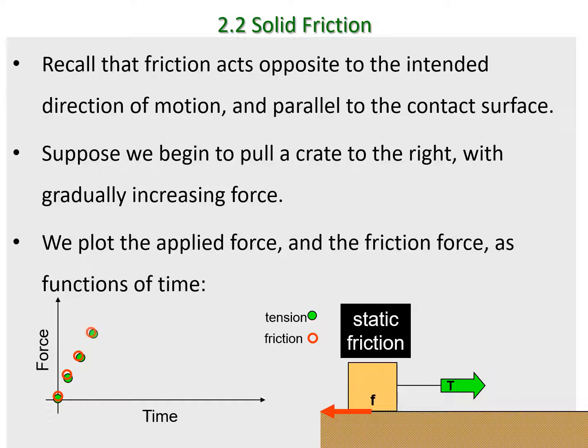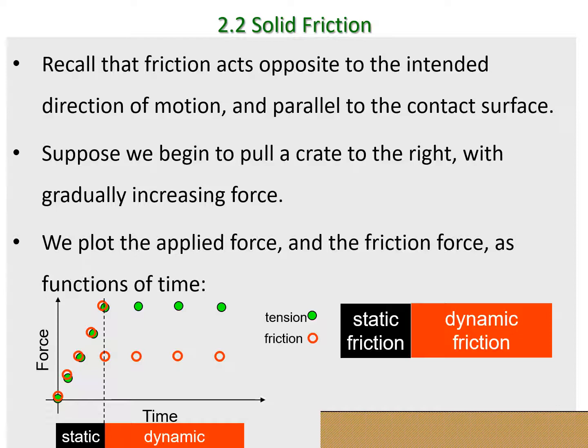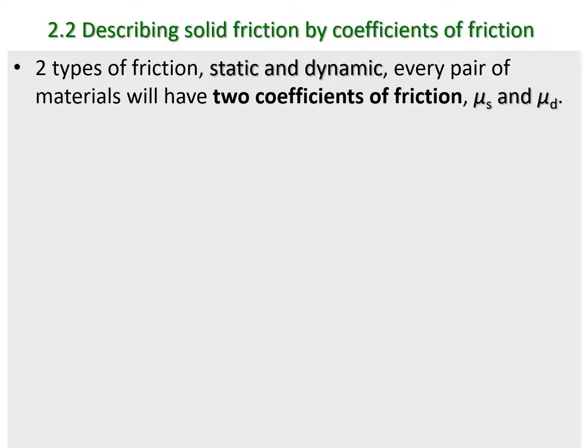At some point, however, if I keep applying tension, I'm able to overcome the static friction force. At this point, the object starts to move. Then, as the object moves, I have dynamic friction acting on the object. Dynamic friction is typically lower than static friction. Once you push the object and it's in motion, the force of friction falls, and that becomes dynamic friction. So again, two types of friction, static and dynamic.